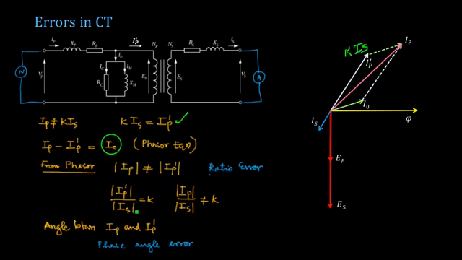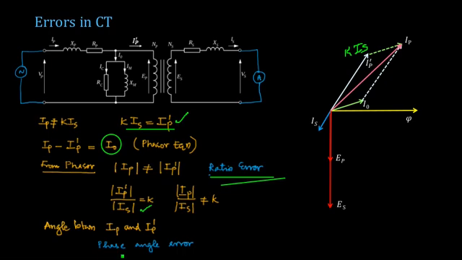And you can say that IP dash by IS is K. Okay, IP dash by IS is K, and IP by IS is not equal to K. Remember, we used to say that IP by IS is equal to K, but now we say that IP by IS is not equal to K, rather IP dash by IS is equal to K. So automatically there is some error here, and that error is I0. Since we indicate it in terms of a ratio, this error is known as the ratio error of the CT.